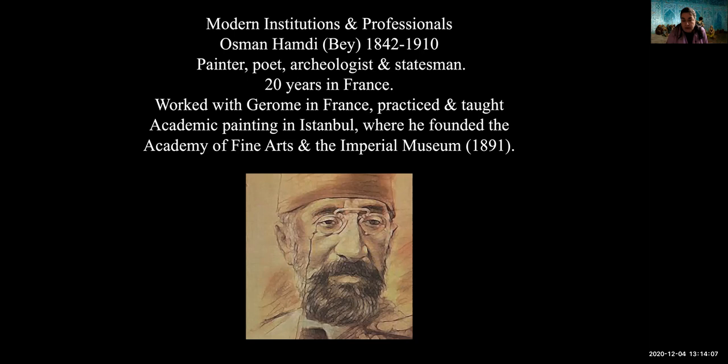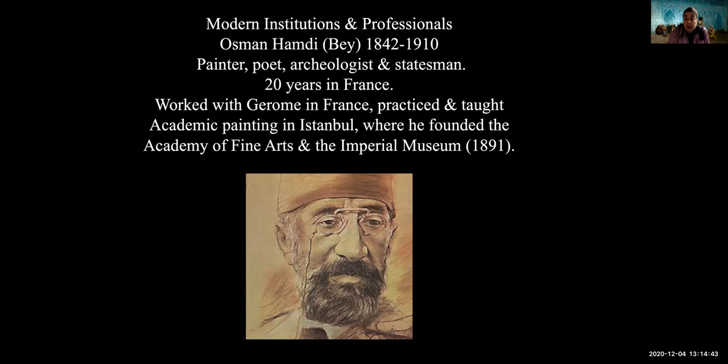As you can see here, he is a very handsome modern man. He studied and worked in France for 20 years. And then after he went back home, he worked as a painter, but also he was the founder of the Academy of Fine Arts in Istanbul and of the Imperial Museum, which was the first modern museum of Istanbul, a borrowed institution, an adapted institution that goes back to 1891. And he was the first director of that museum.